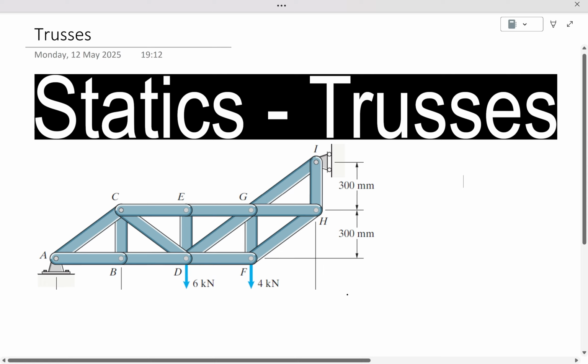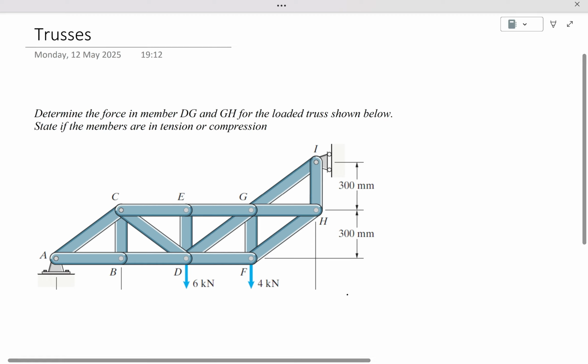Okay, hi everyone. So in this video, I'm gonna solve these problems. You are asked to determine the force in member DG, this member, and also member GH, this member. So you need to state if the members are in tension or compression.